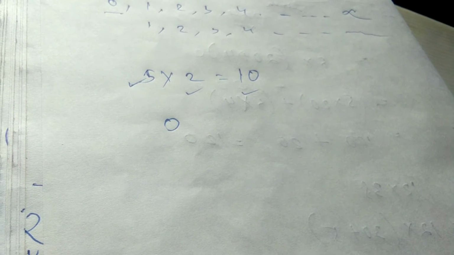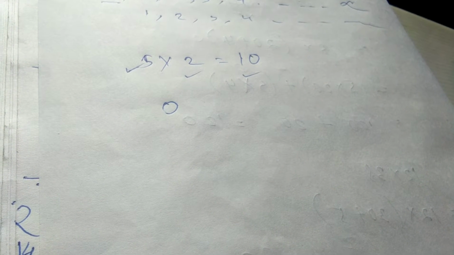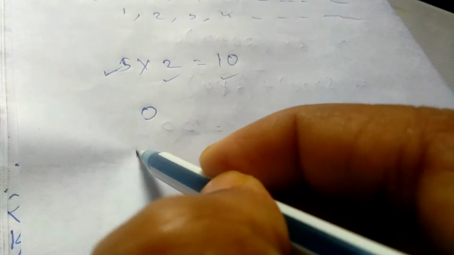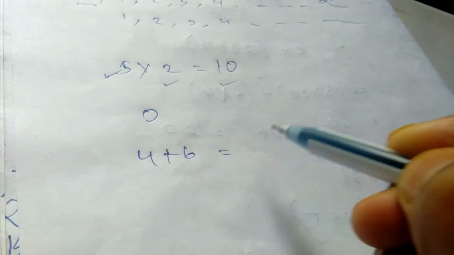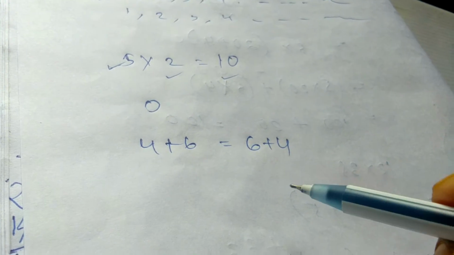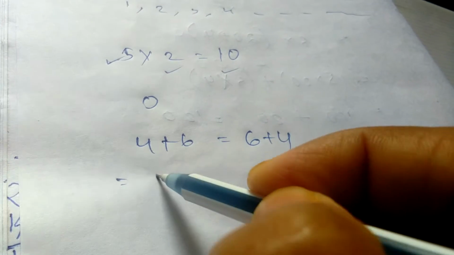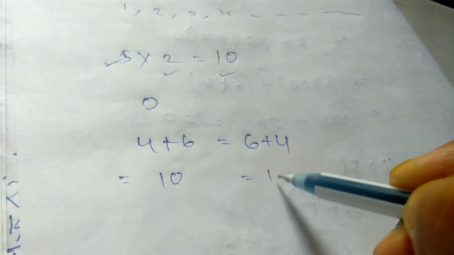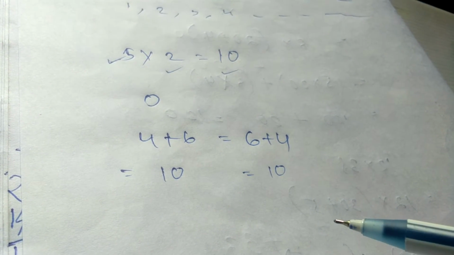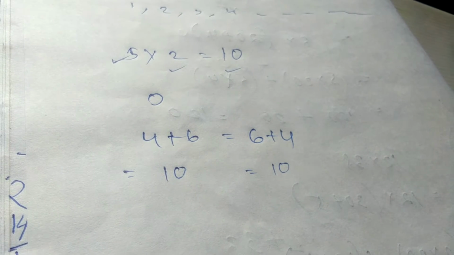Now I am going to discuss commutativity of addition and multiplication. Under this property, we can add two whole numbers in any order. Like if I write 4 plus 6 is equal to 6 plus 4, in both cases the same answer will come. 4 plus 6 is 10, and 6 plus 4 is also 10. So we can say that we can add two whole numbers in any order.